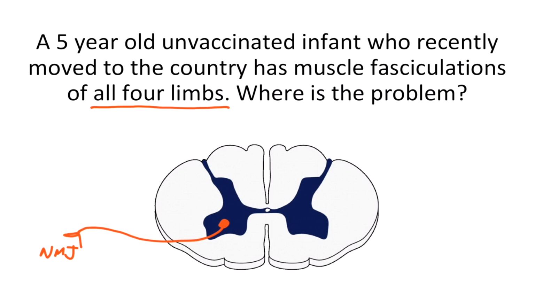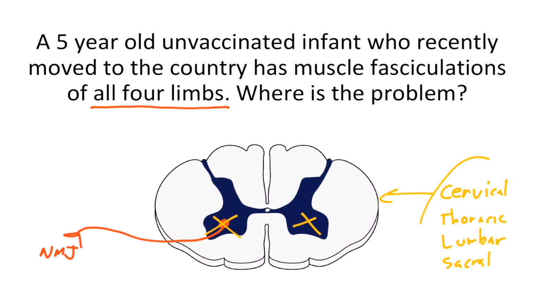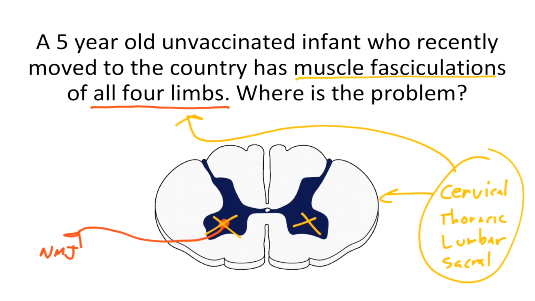Since this patient is unvaccinated and from out of the country, poliomyelitis is a possibility. Poliomyelitis actually causes damage to the anterior horn cells. So poliomyelitis would explain the lower motor neuron signs in all 4 extremities, because we'd expect this to happen in more than just the cervical spinal cord; we'd expect it in the cervical, thoracic, lumbar, and sacral levels. Poliomyelitis can affect all of these, which explains why the patient has damage to all 4 limbs and has these muscle fasciculations. However, in real-life situations, poliomyelitis is typically asymmetric.